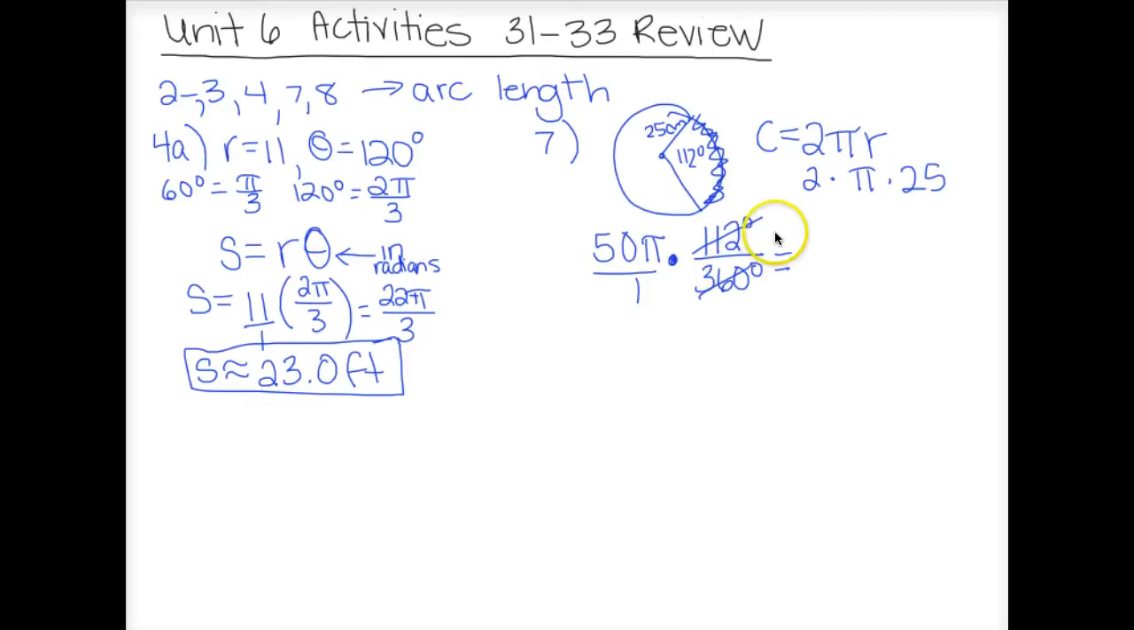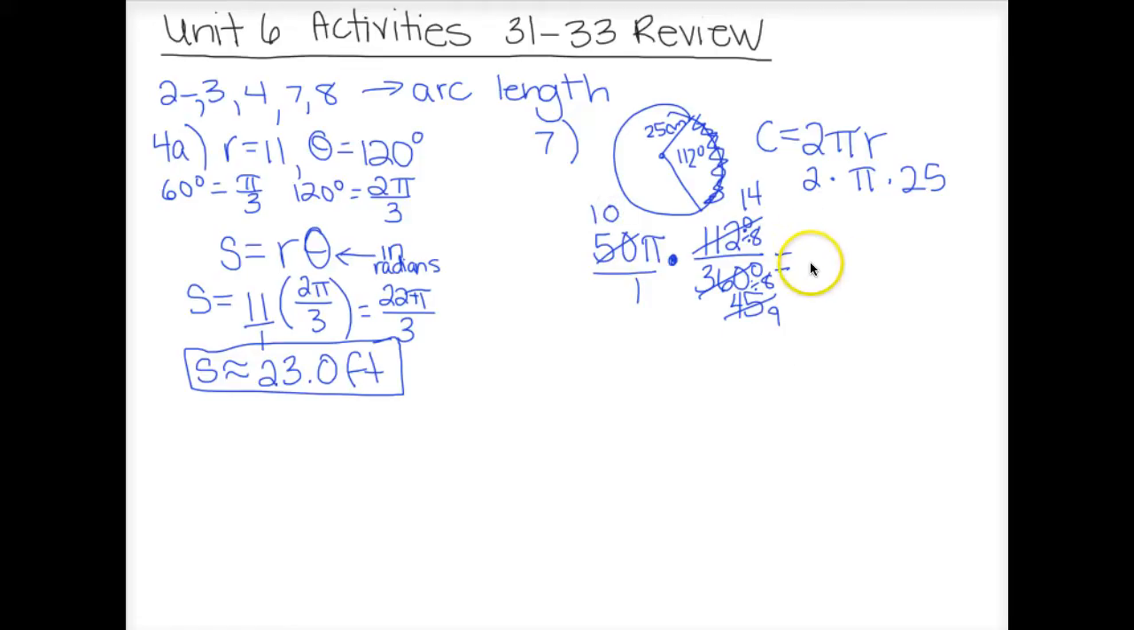They're both divisible by 8. So when I take 112 and divide it by 8, I get 14. When I take 360 and divide it by 8, I get 45. So this is 14 over 45. And then now that I've reduced up and down, I'm going to reduce across, because 50 and 45 are both divisible by 5. So 45 divided by 5 is 9. 50 divided by 5 is 10.